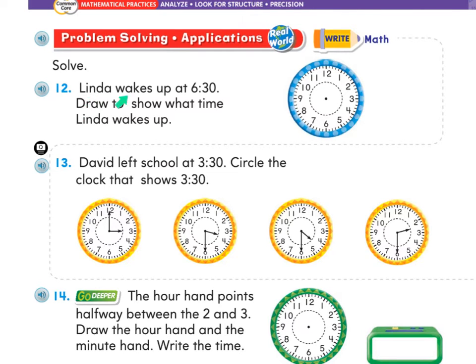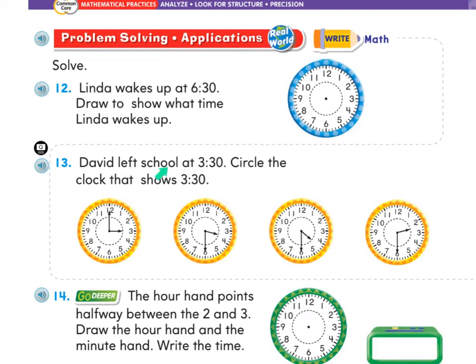It says, Linda wakes up at 6:30. Draw to show what time Linda wakes up. So let's see if you can figure out where your hour hand is going to go and draw your hour hand. Make sure that it goes to this dotted line, okay? Because our little hour hands have just been going to the dotted line. Then when you draw the minute hand, make it go past the dotted line, okay? Go ahead and show the time of 6:30. Then when you're ready, move on to number 13.